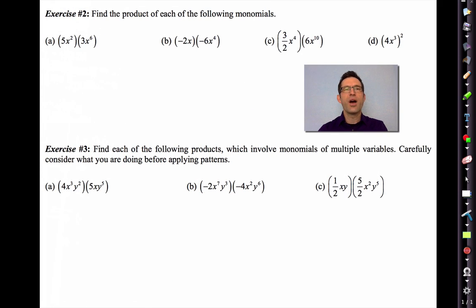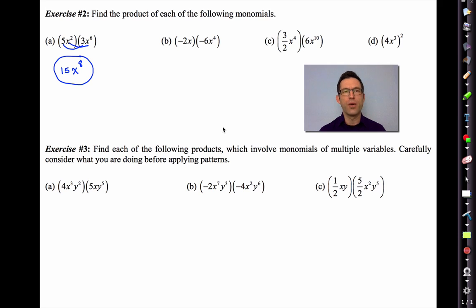Exercise 2. Find the product of each of the following monomials. Now again, we could rearrange these things and walk through each step, but ultimately, what do we do? We take the coefficients, 5 times 3, and we multiply them. We get 15. Then we take x squared times x to the sixth, and we get x to the eighth, because remember, there's really 8 x's multiplying each other.